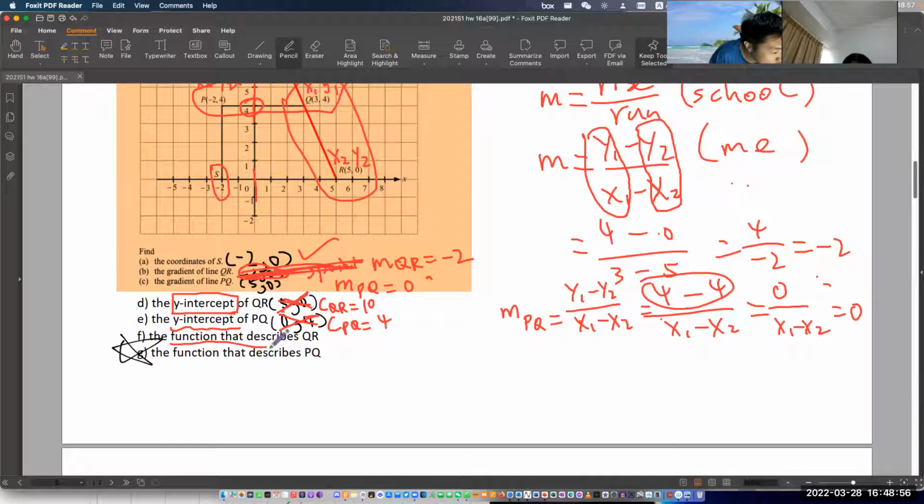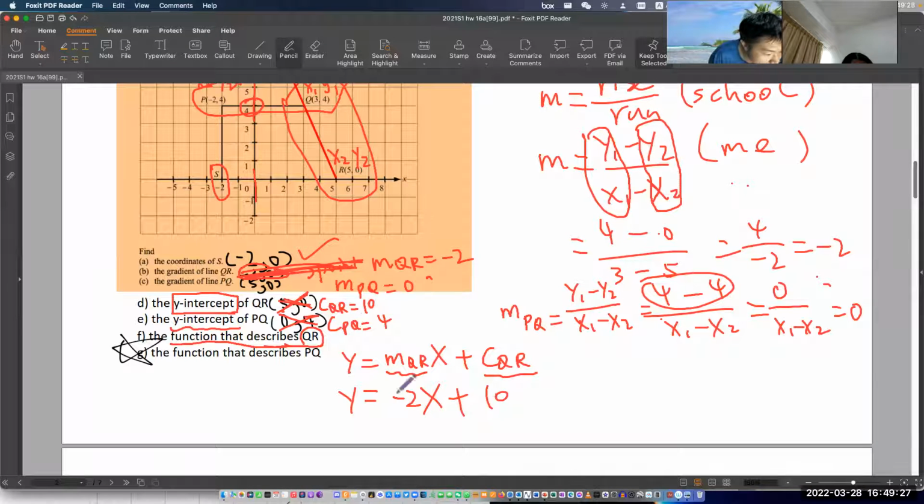So the function that describes QR is y equals MQR x plus CQR. So basically it is the gradient of QR and the y-intercept of QR, which I have already found in the previous steps. MQR is minus 2. So y is equal to minus 2x, and CQR is 10. So this is the function.